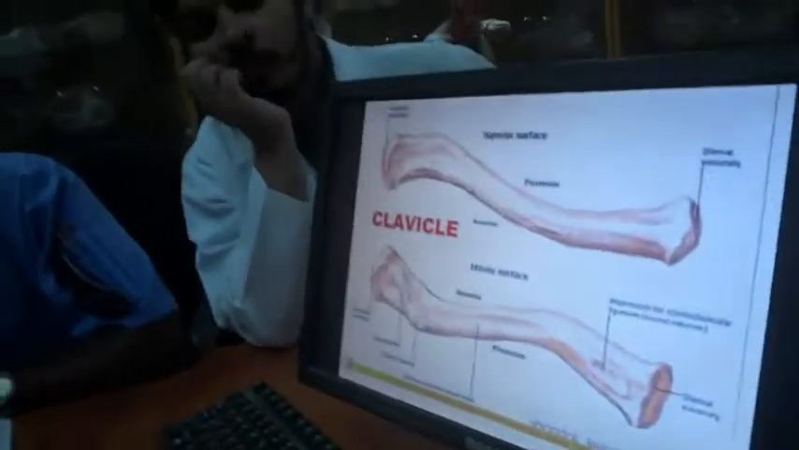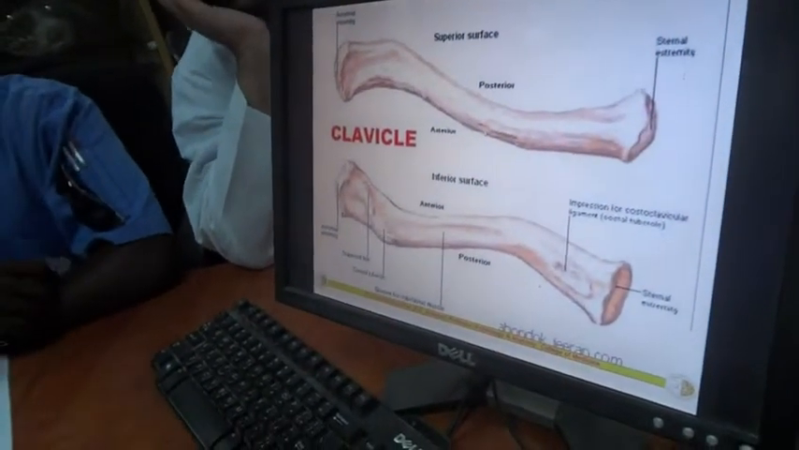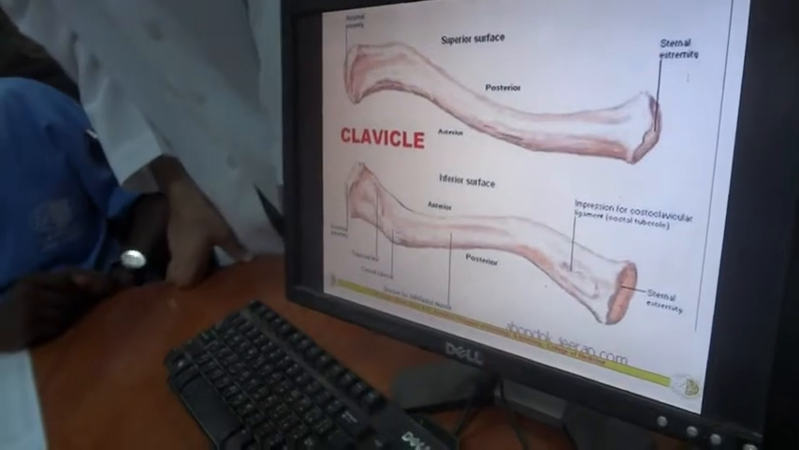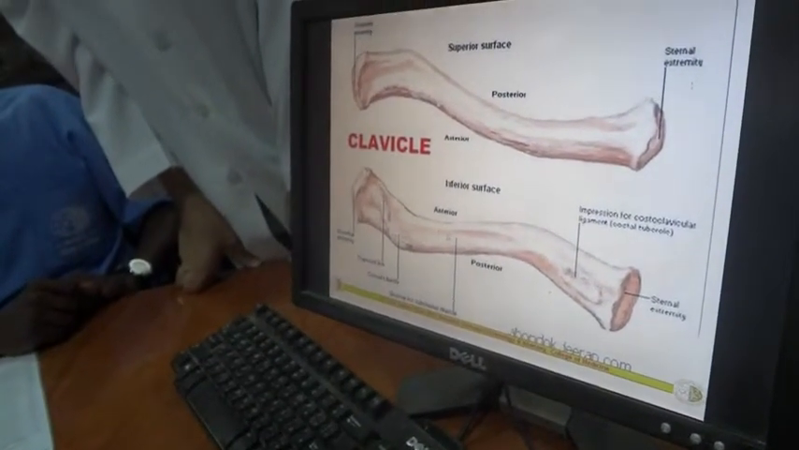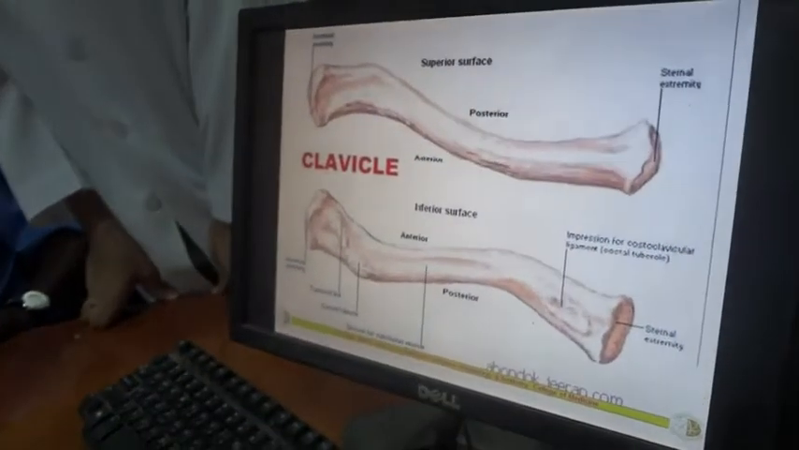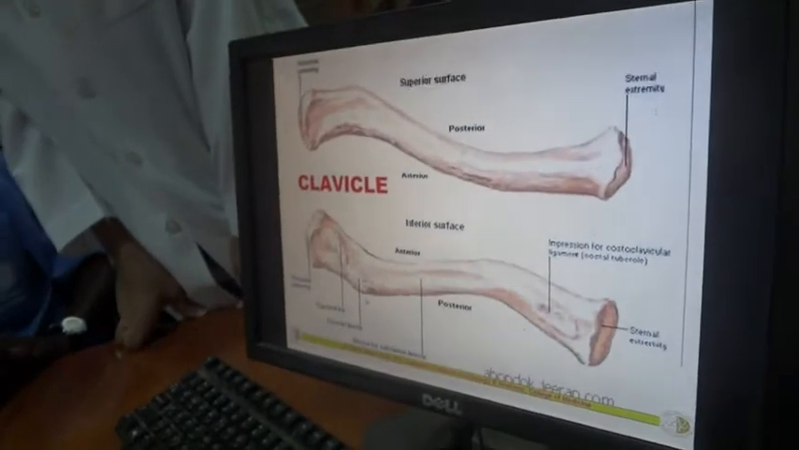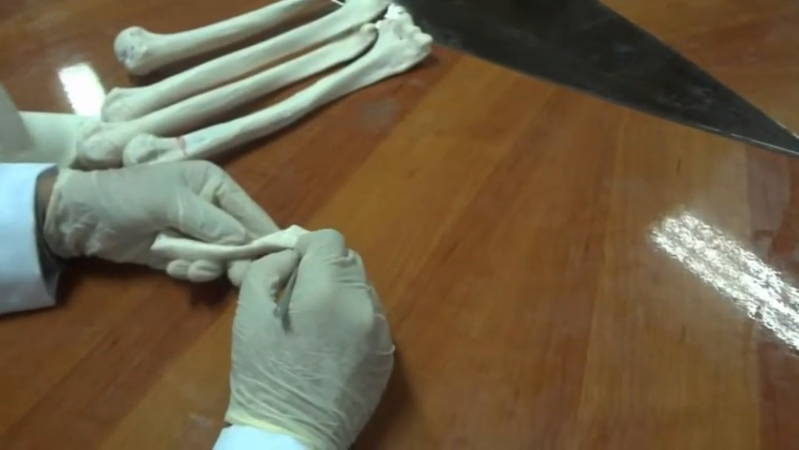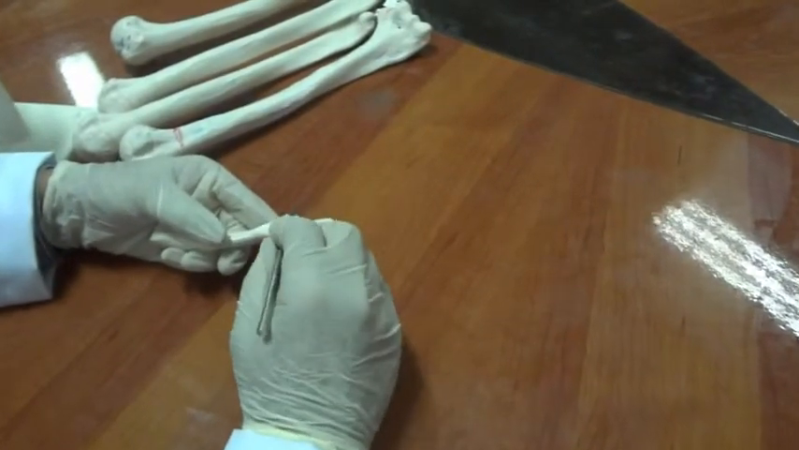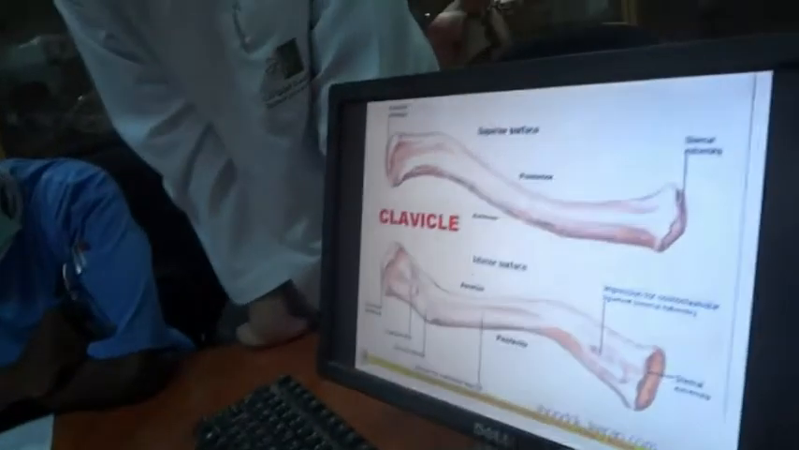This is the acromial end, the flat end. This is the round end, the sternal end. This is the inferior surface. This is the subclavian groove, where the subclavian muscle is inserted. Along with that, there are two important points called the trapezoid and conoid tubercles. This is the conoid tubercle, this is the trapezoid tubercle. They are important for the attachment of the ligament there. These are some important points.